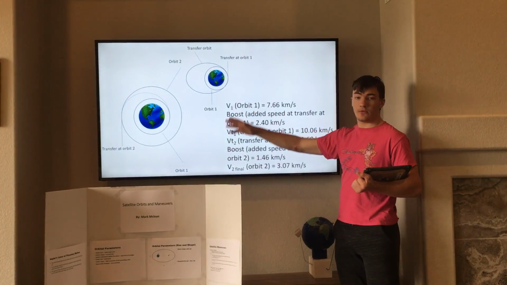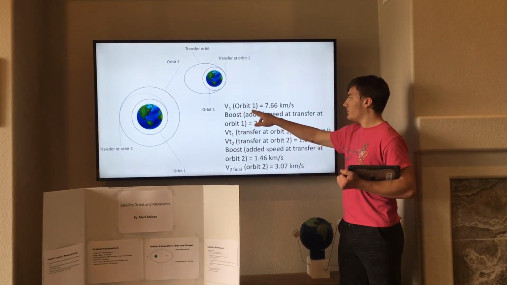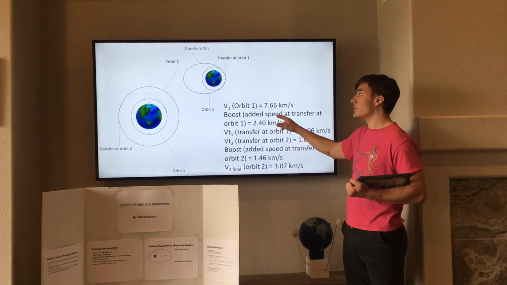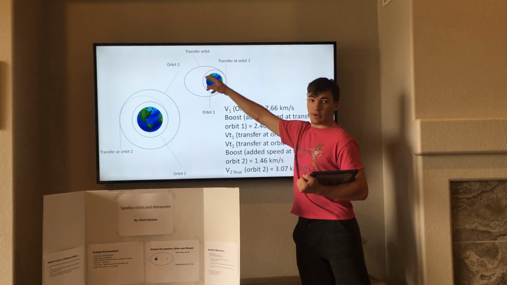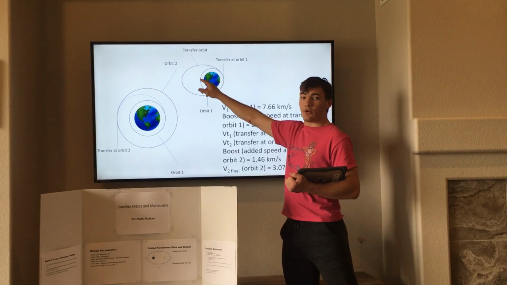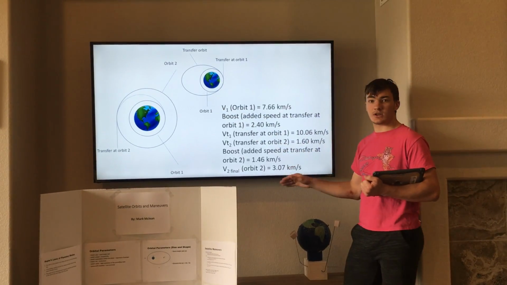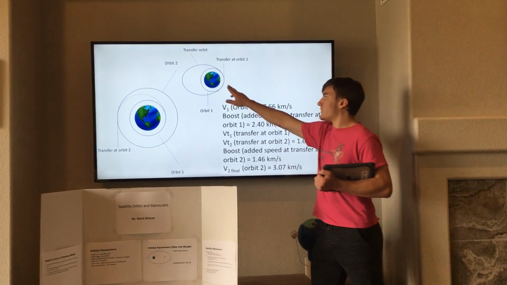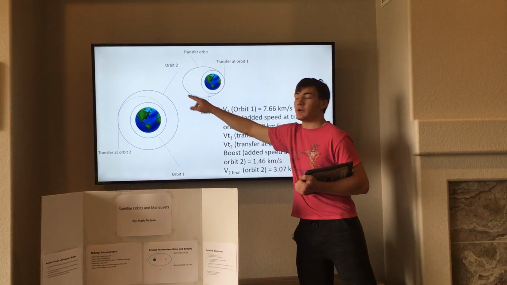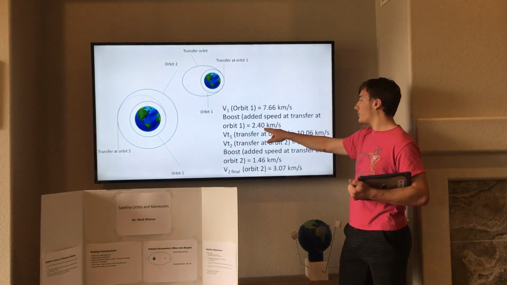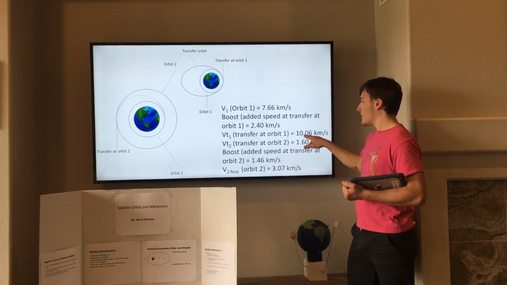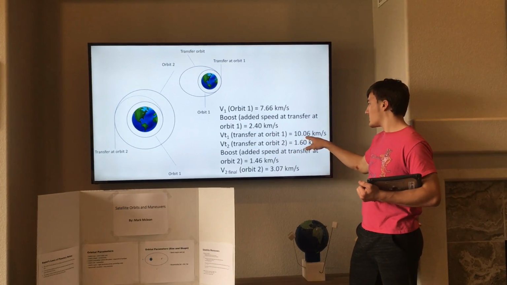Once it boosts twice, it can then stay in the geosynchronous orbit. This is the math for it. Velocity 1 is how fast the satellite must go in this low Earth orbit. The satellite, while in this low Earth orbit, is traveling at 7.66 kilometers per second. At this point, it must then boost to add speed in order to reach out here. It adds 2.4 kilometers per second, and at that instant when it boosts, it is then at 10.06 kilometers per second.